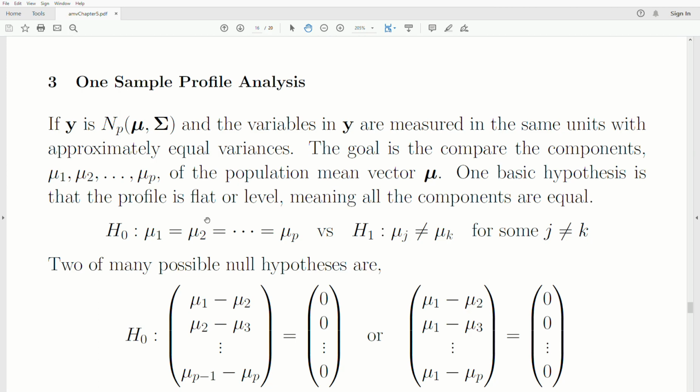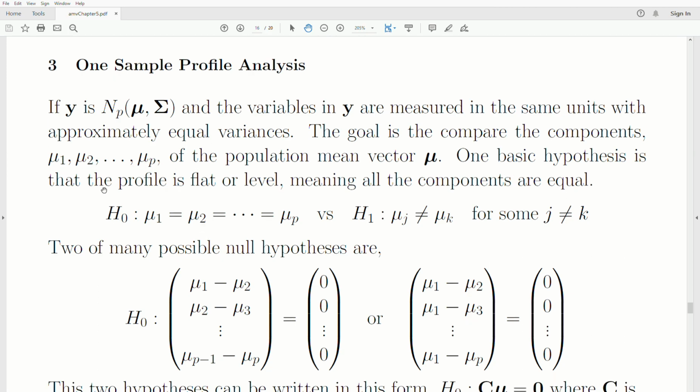Now the goal is to compare the components of this mean vector, mu1 through mu p, and one basic hypothesis is that the profile is flat or level, meaning all the components are equal, or something's different, right? And that's a very vague hypothesis, and because it's so vague, it's so versatile, so powerful.